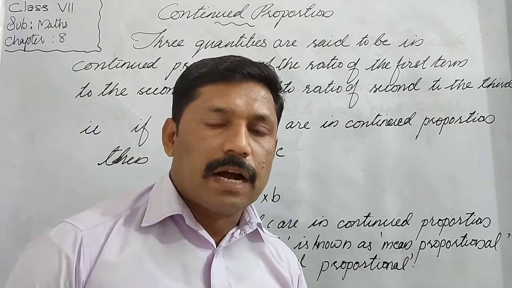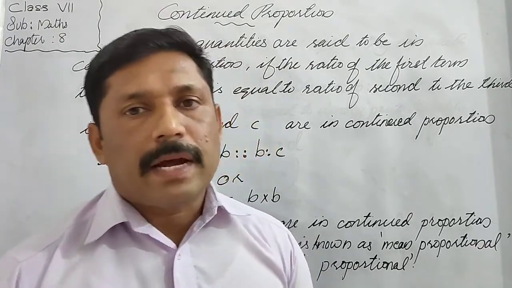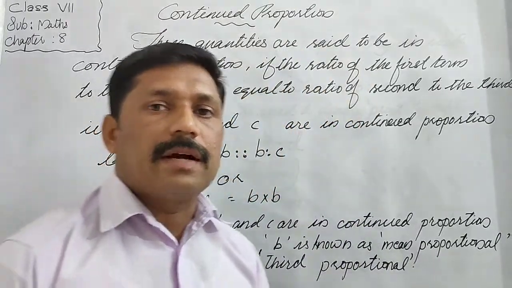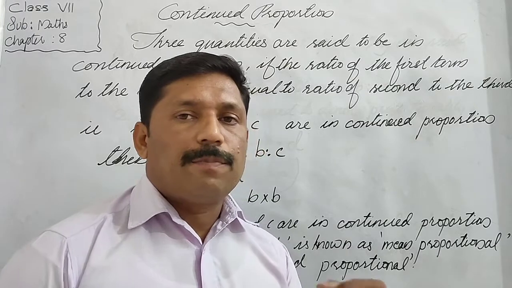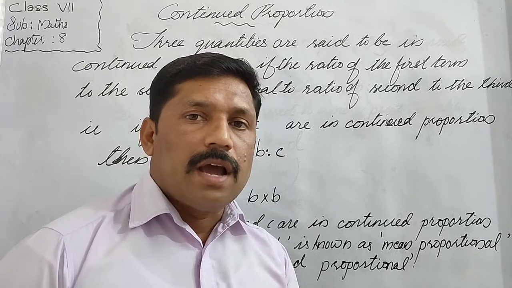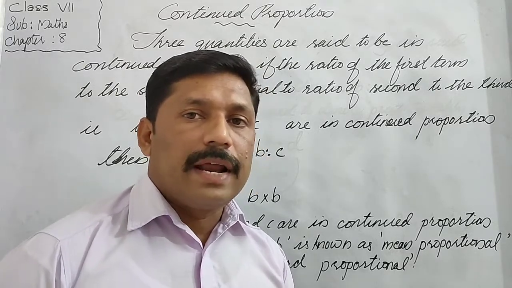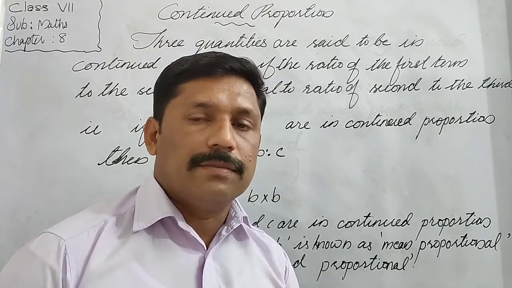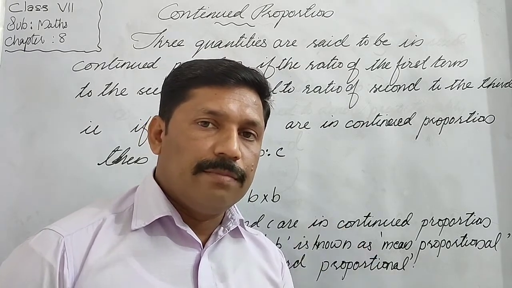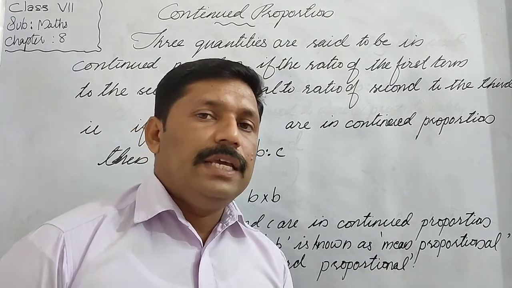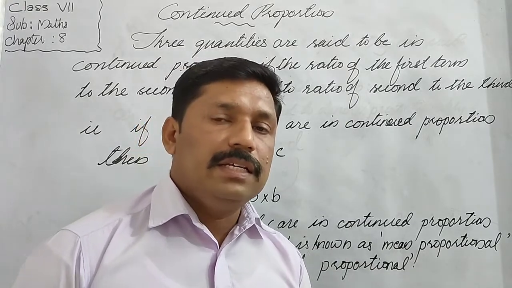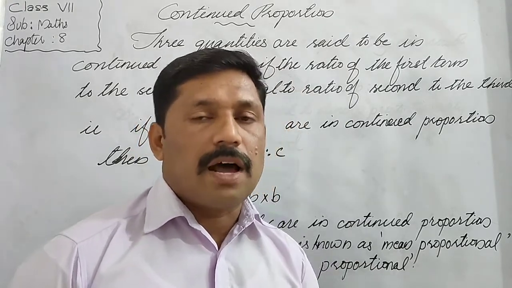Students, next, continued proportion. What do you mean by continued proportion? Three quantities are said to be in continued proportion if the ratio of the first term to the second is equal to the ratio of the second term to the third. Then we say that these three quantities are in continued proportion.